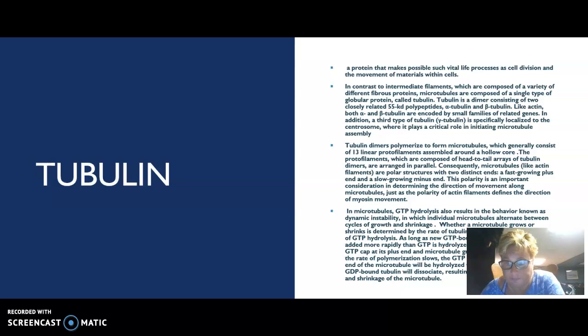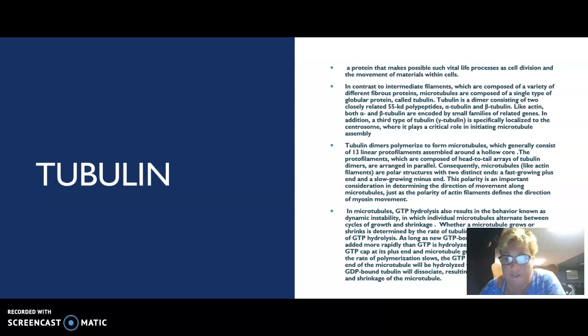In microtubules, GTP hydrolysis also results in the behavior known as dynamic instability, in which individual microtubules alternate between cycles of growth and shrinkage. Whether a microtubule grows or shrinks is determined by the rate of tubulin addition relative to the rate of GTP hydrolysis. As long as new GTP-bound tubulin molecules are added more rapidly than GTP is hydrolyzed, the microtubule retains a GTP cap at its plus end, and microtubule growth continues.